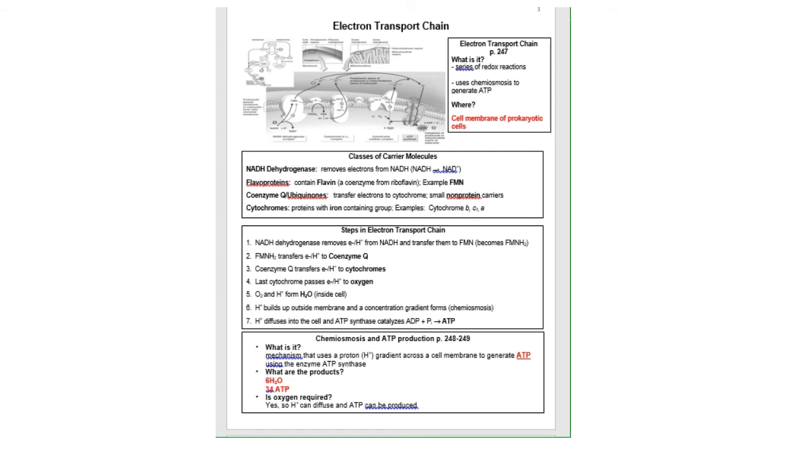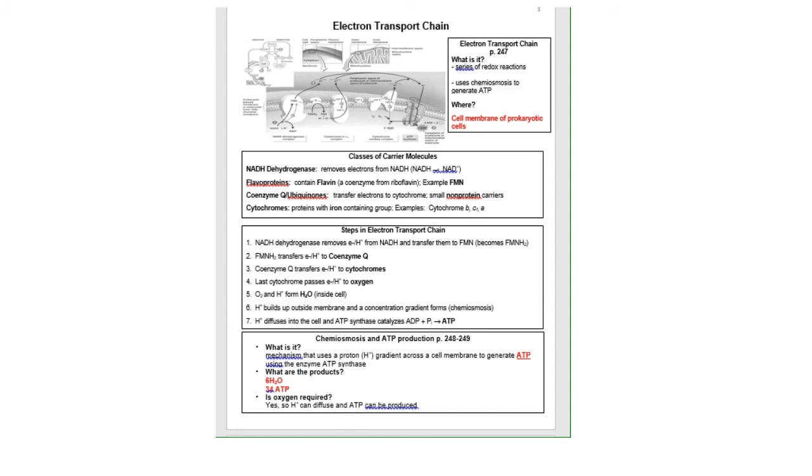So at the top it says electron transport chain. What is it? A series of redox reactions. So what is occurring is electrons and hydrogens are being passed from one electron carrier to the next. It uses what we call chemiosmosis to produce or generate ATP. We will discuss chemiosmosis on the bottom of this worksheet.